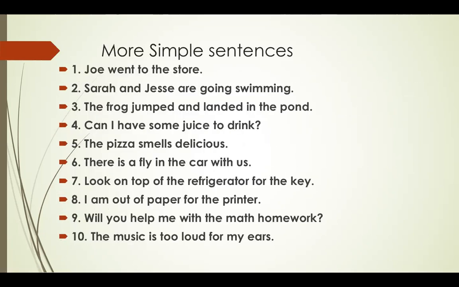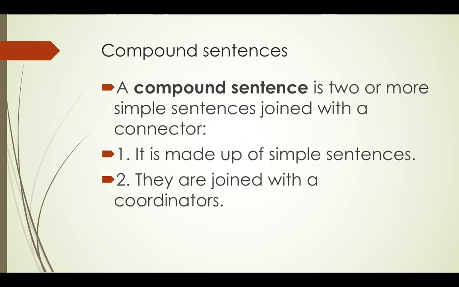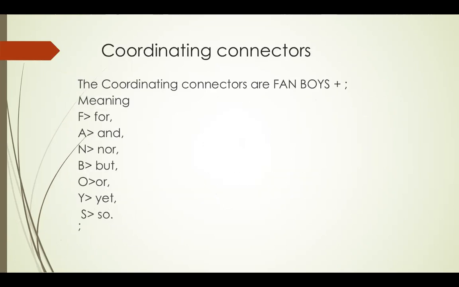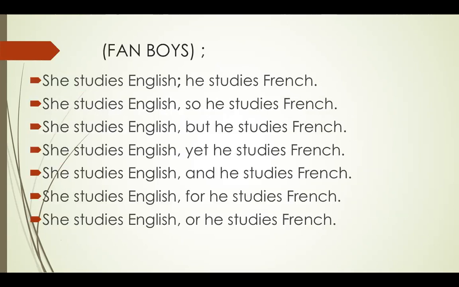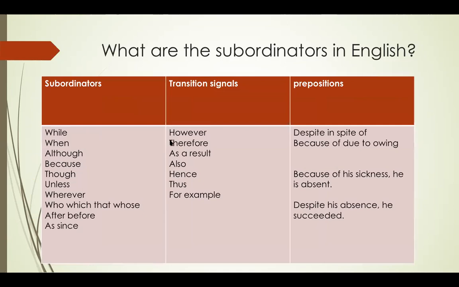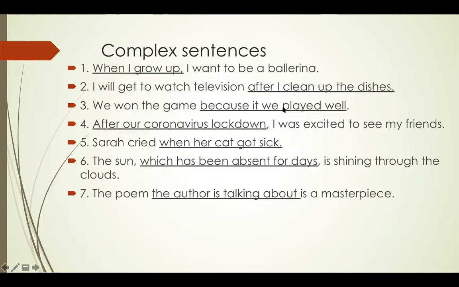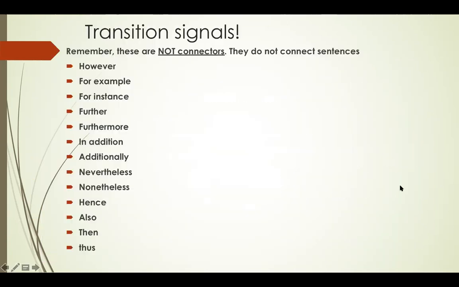So basically, it's the simple sentence, one main clause; two main clauses connected with the fanboys, compound sentence. Now, when you use a subordinator to connect two simple sentences, you create a complex sentence. Warning, the transition signals are not connectors. The prepositions are not connectors. These sentences are all complex. These connectors don't make complex sentences or simple or compound. They can be part of a simple sentence, compound sentence, and complex sentence.